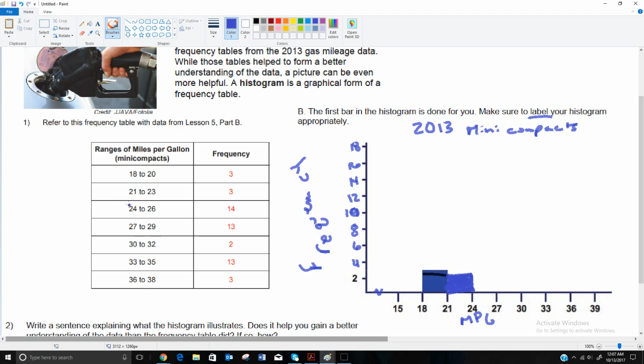Now the next set is from 24 to 26, and there are 14 vehicles that were in that range. So we want to take this all the way up to 14. Looks like it's going to be up to here and over. If you were doing this on your own, it might be nice to pull out a ruler, but also it's just easier to draw things when you can actually have it on the paper. But that bar should be straight on each side. So we fill that in.